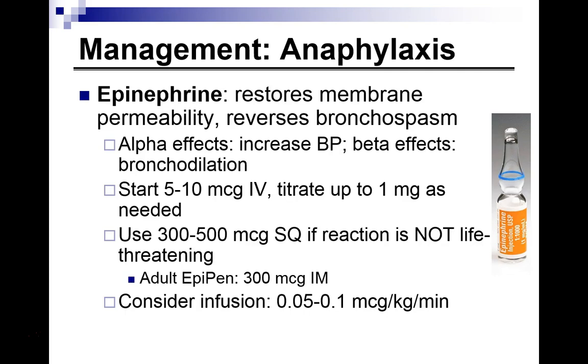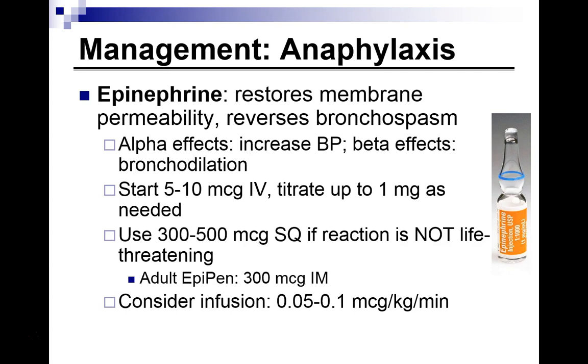The most important drug in the treatment of life-threatening anaphylaxis is epinephrine, which serves several goals, including restoring membrane permeability and reversing bronchospasm. The alpha effects of epinephrine will increase the patient's blood pressure, whereas the beta effects will help with bronchodilation. Large doses of epinephrine may be harmful, and we recommend that you start with the smallest dose effective for the patient's condition. You may start with 5 or 10 micrograms IV and titrate up as high as 1 milligram as needed if the patient arrests.